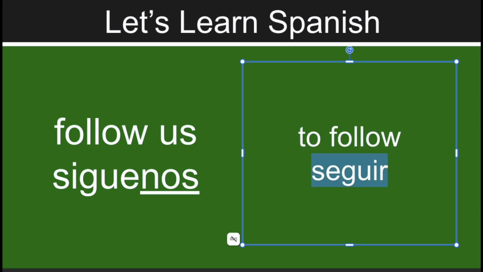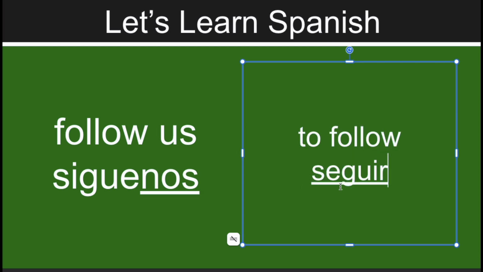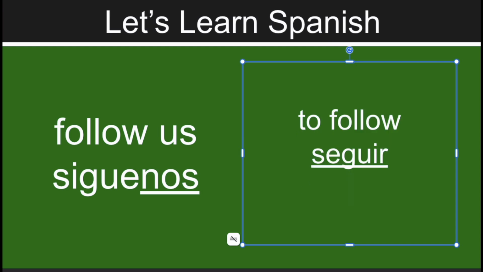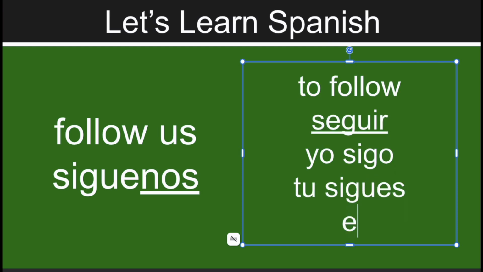All right, now we have the G, this is in Spanish, and then we have U, and then E. It's always gui, as in guitarra, right? So we say guitarra, all right? Seguir. If I say I follow, it is yo sigo, you follow is tú sigues, all right? He follows is él sigue.